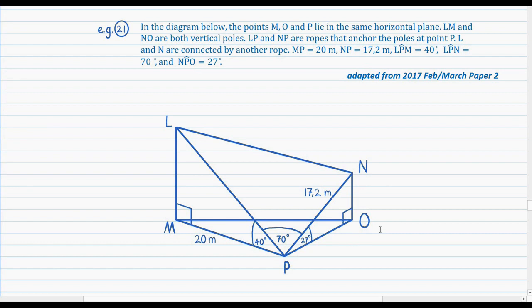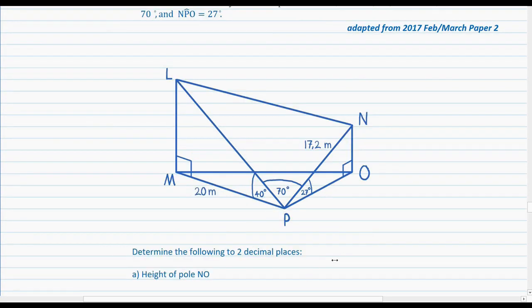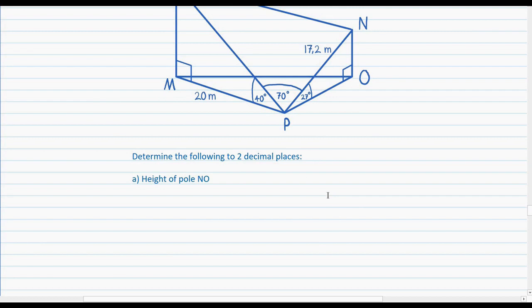And the first question asks us to determine the following to two decimal places. First, for part A, the height of pole NO. So let's see what information we have available. We need to find this length. We have one angle of this triangle, and we have one length, and we also have another angle of 90 degrees.